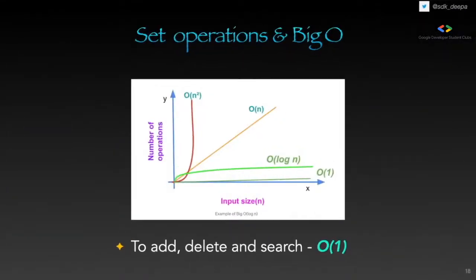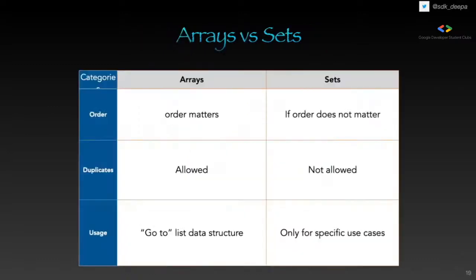So if you see, when I say add, delete, and search, which is the add method, delete method, and .has method, it would be a time complexity of O(1). Okay. And moving on to the next.